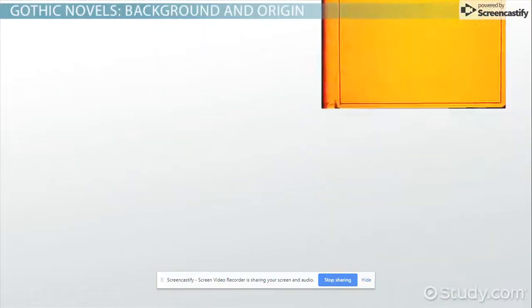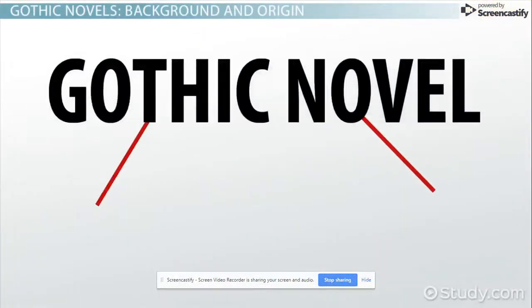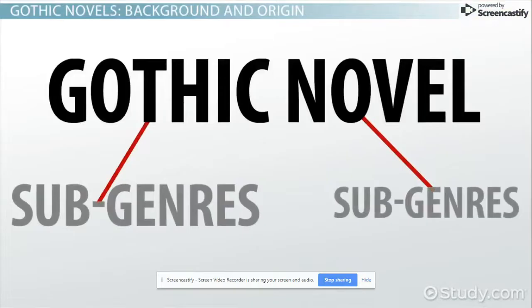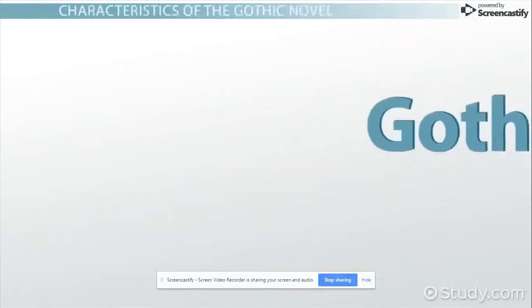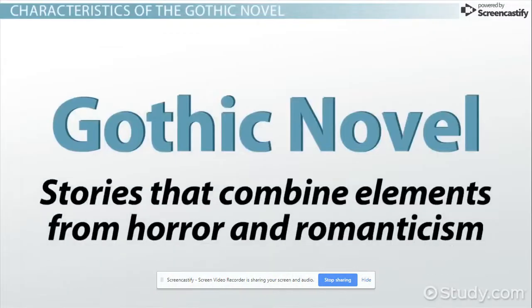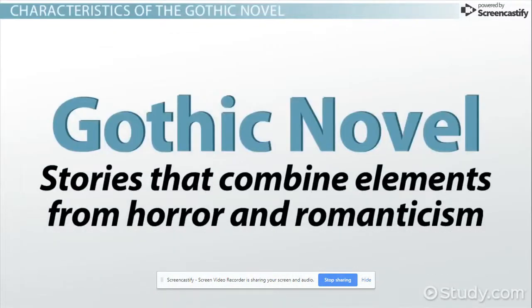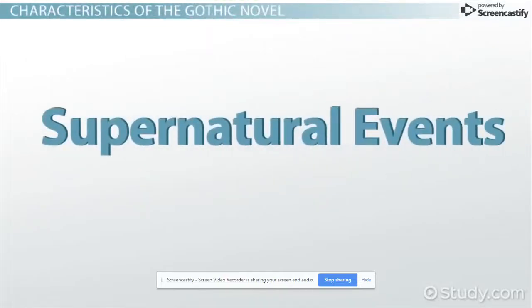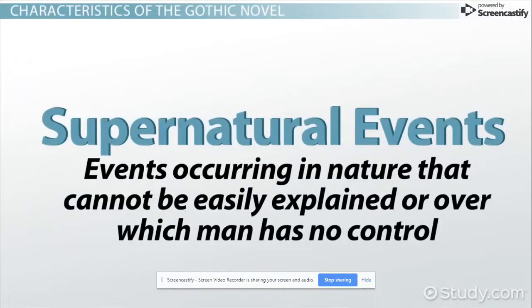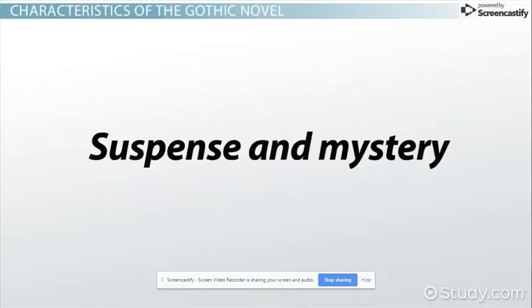Since the Gothic novel has branched off into numerous subgenres, this lesson will look primarily at the origin of the Gothic in English literature and overview some of the classic texts that created the building blocks for what we know as Gothic today. The term Gothic novel broadly refers to stories that combine elements from horror and romanticism. The Gothic novel often deals with supernatural events, or events occurring in nature that cannot be easily explained or over which man has no control, and it typically follows a plot of suspense and mystery.